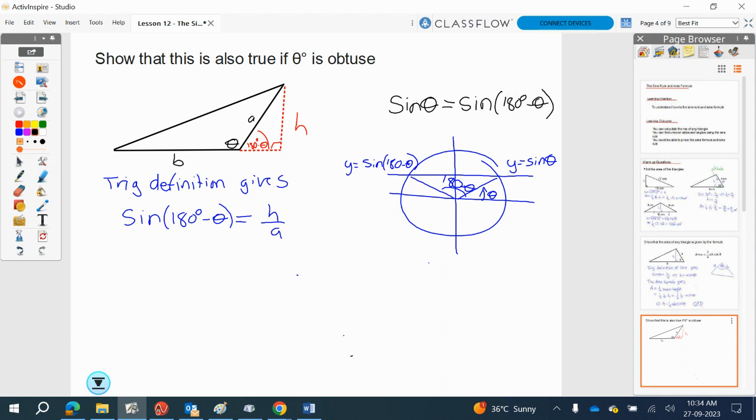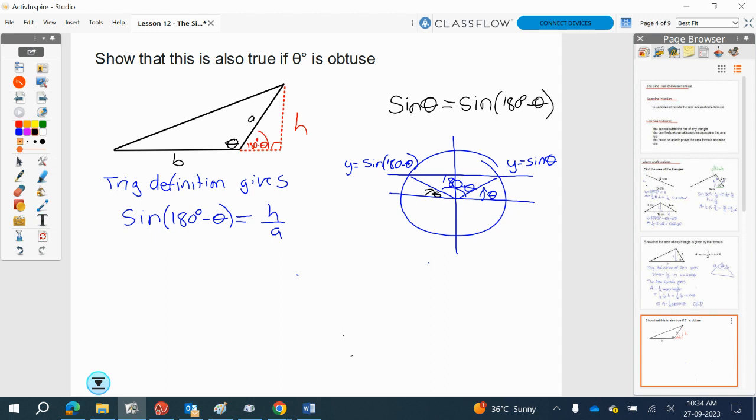Is that using the double alpha formula? No, it's using the unit circle. So this diagram proves it. The unit circle proof. So if we have an angle here, which is 180 minus theta, it means that this angle is theta.